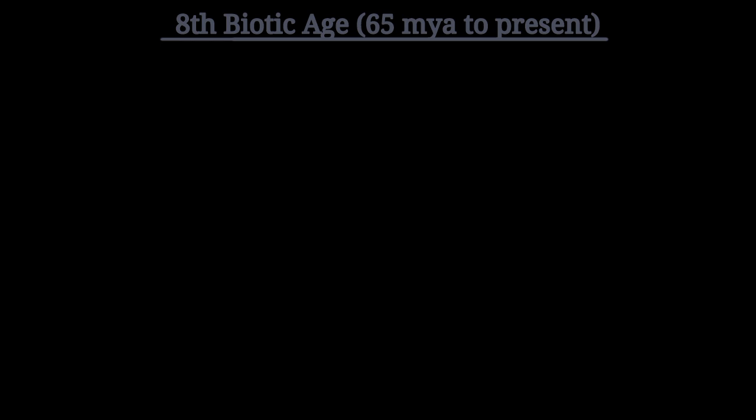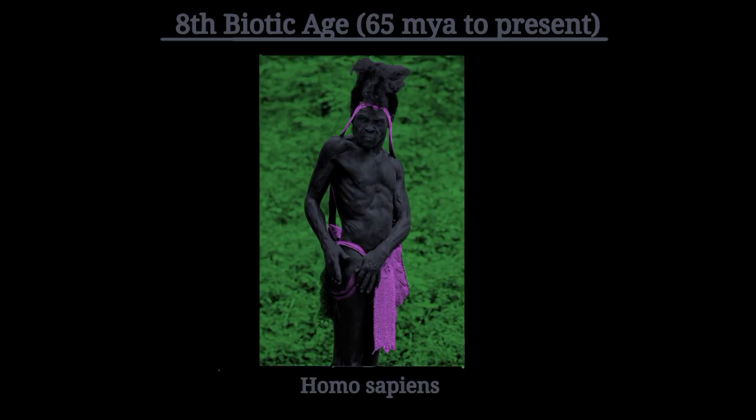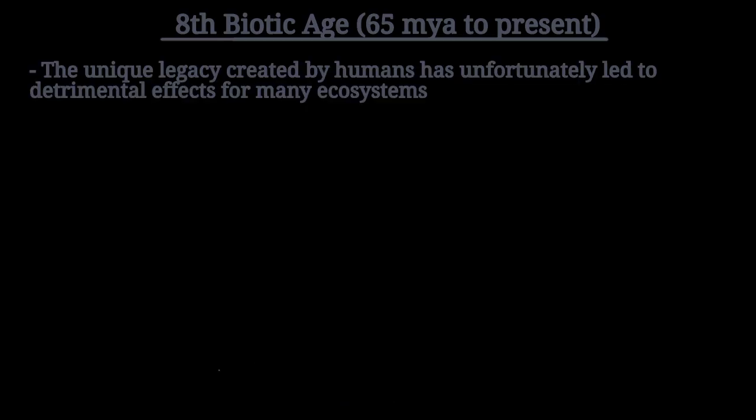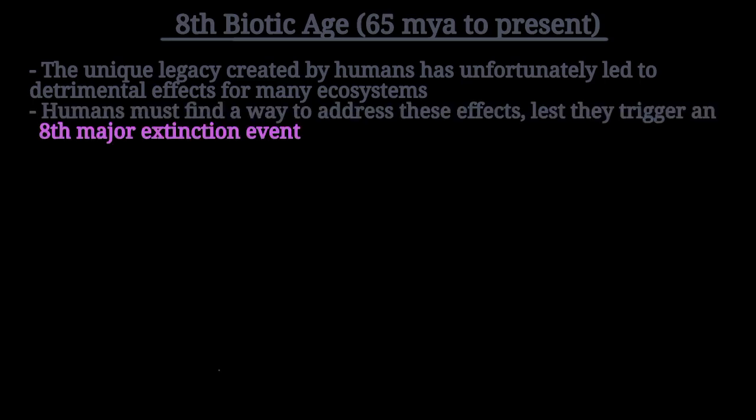Secondly, the first apes appeared about 20 million years ago. They quickly diversified, growing to encompass both lesser apes and great apes. It was from this diversification that humans evolved and spread across the planet. They have made many technological advancements since, because of their ability to transmit knowledge across generations. Unfortunately, the creation of this unique legacy has negatively impacted biodiversity. At this moment, we can only hope that humanity finds a way to check these destructive effects. If not, they will very likely trigger an 8th major extinction event.